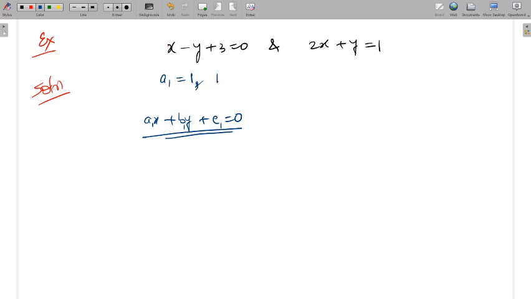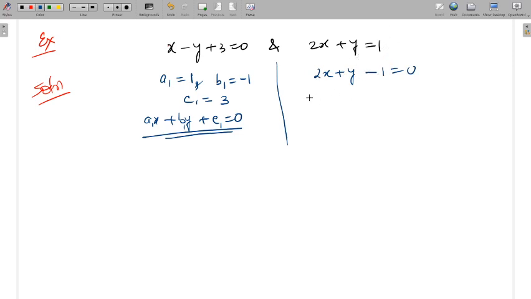Okay, a1 is 1. Now b1 is minus 1 and c1 is what? It is plus 3, right? Now look at this equation. You have to bring it to this form. So how do you do it? It becomes 2x plus y minus 1 is equal to 0. So bring this 1 from the right-hand side towards the left-hand side.